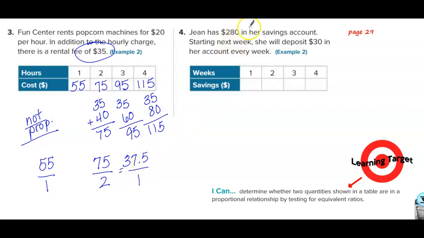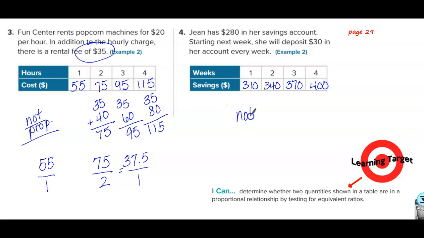Jean has $280 in her savings account. Starting next week, she will deposit $30 in her account every week. Well, they want to know how much money she has total, okay? So she starts with $280 and she deposits $30. Now she's going to have $310. The following week, she deposits another $30, so she would have $340. And then another $30, $370. And yet another $30, $400.